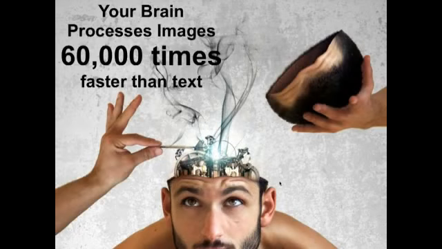As we think about visuals and images and why they're so important, you've heard the expression, I'm sure, a picture's worth 1,000 words. Well, apparently a picture is actually worth much more than that. Your brain actually processes images 60,000 times faster than text, 60,000 times faster. So the reason visuals are so important is because we can communicate more information more quickly by using images than we can from text.